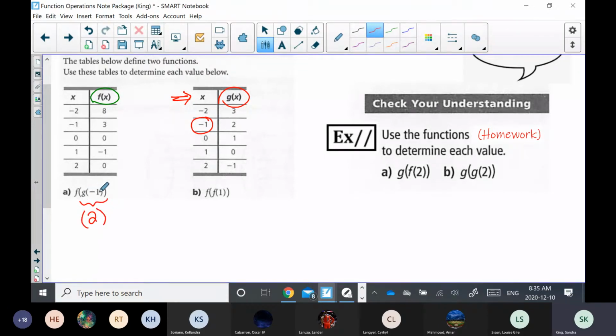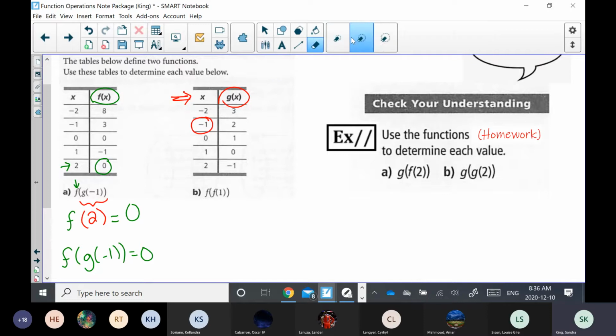You put that inner function, what we just evaluated, in a bracket. And now I'm going to evaluate the f of 2. Once you get that inner function evaluated, you put it into the outer function, which is our f function. So this first chart here is my f function, and now I'm going to evaluate f of 2. When x is 2, what is the corresponding y value? When x is 2, the corresponding y value is 0. So how I would write this is f of g of -1 is equal to 0.